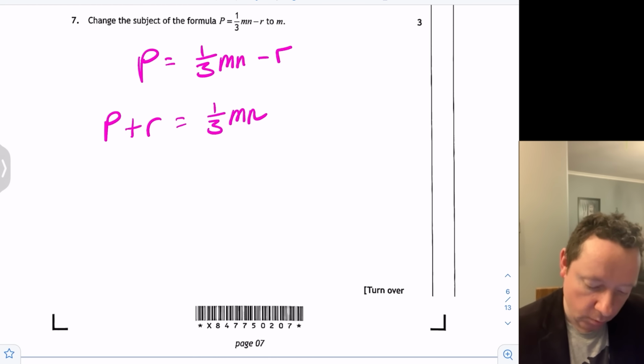And now we can deal with this fraction because we've got m on its own, connected to a bunch of stuff. So if I times both sides by 3, I'll get 3 times P plus r equals mn.